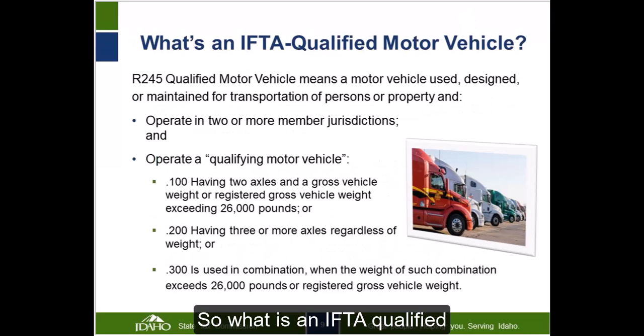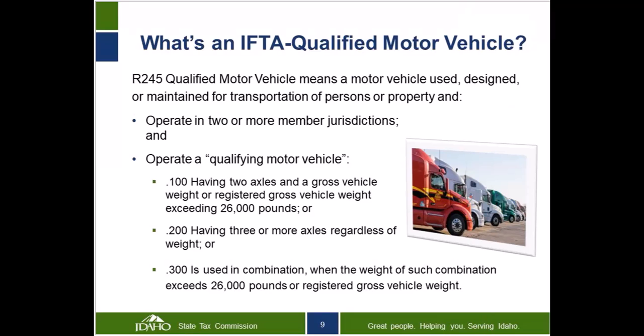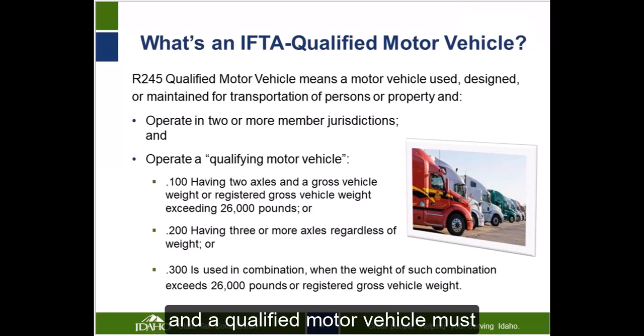So what is an IFTA qualified motor vehicle? An IFTA qualified motor vehicle is used, designed, or maintained for transportation of persons or property and operates in 2 or more member jurisdictions. And the qualified motor vehicle must have 2 axles and a gross weight or registered gross weight exceeding 26,000 pounds, or have 3 or more axles regardless of the weight, or is used in combination when the weight of such combination exceeds 26,000 pounds or registered gross vehicle weight.